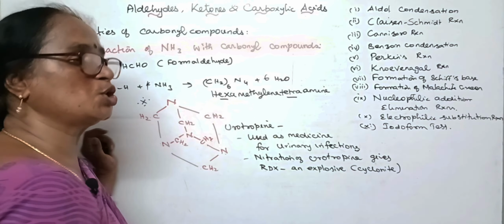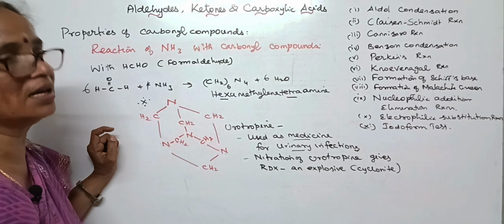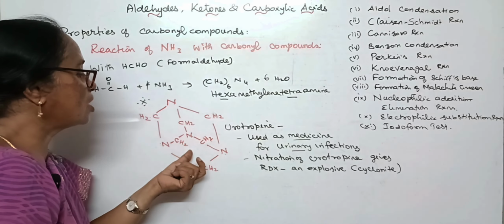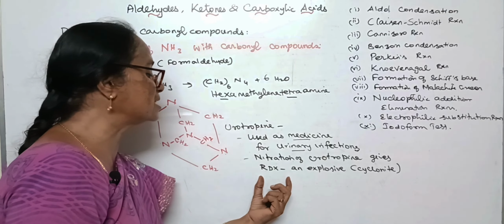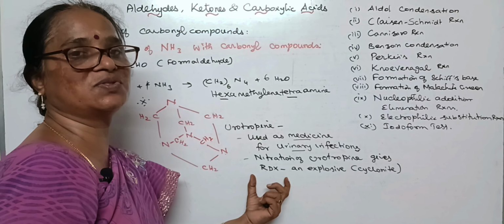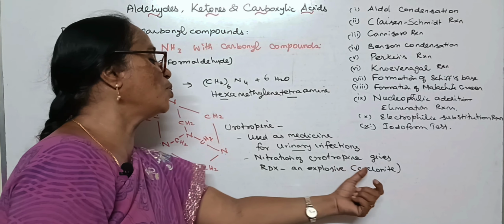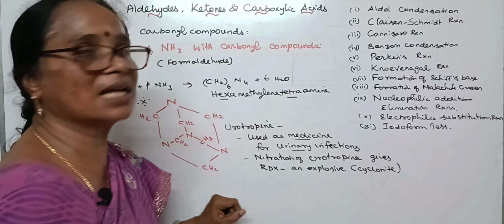This urotropin is used as a medicine for urinary infection, and when this compound is nitrated, we get the compound called RDX, Research and Development Explosive. The compound is an explosive substance, and it is also known as cyclonite.